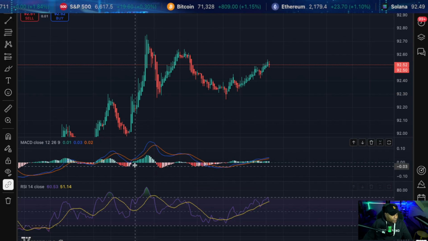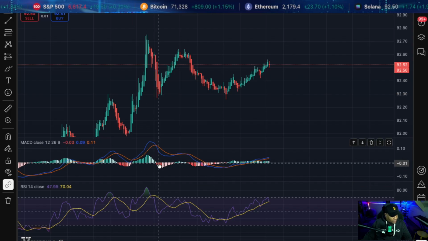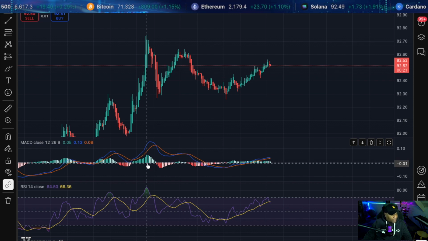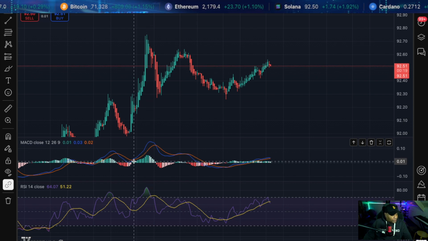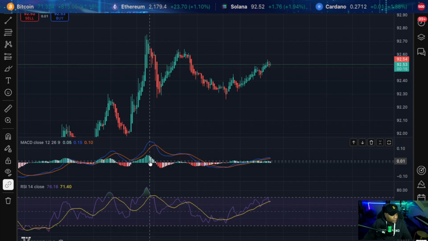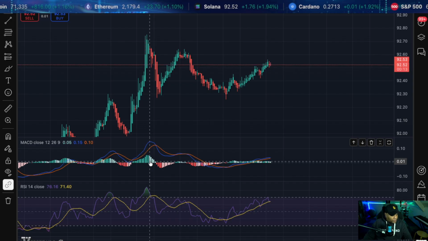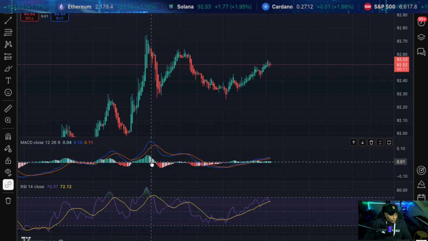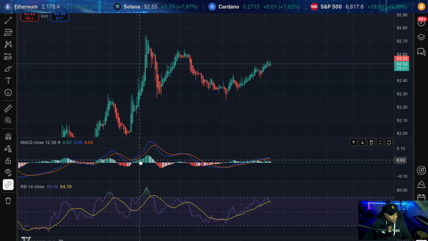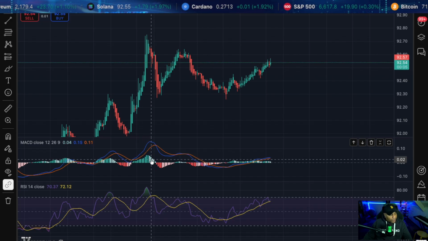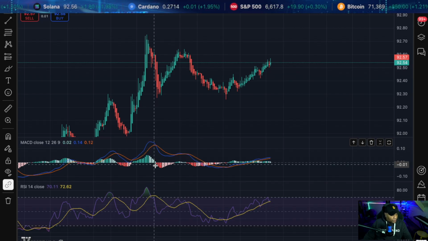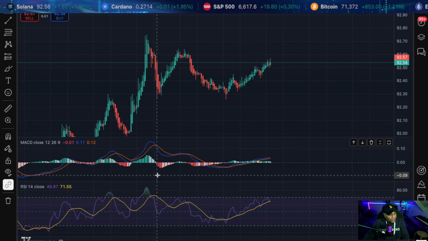The histogram, so these green bars and red bars, give the strength of the price movement. So you can see dark green, the price moved up pretty quick, and light green, it says that the movement is losing steam. So the green bars only show that the price is going upwards and that it can lose steam. It doesn't mean that when it's light green that the price is going down. So take that into account.